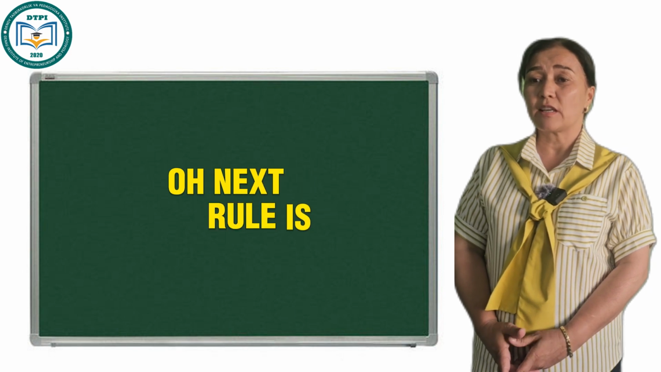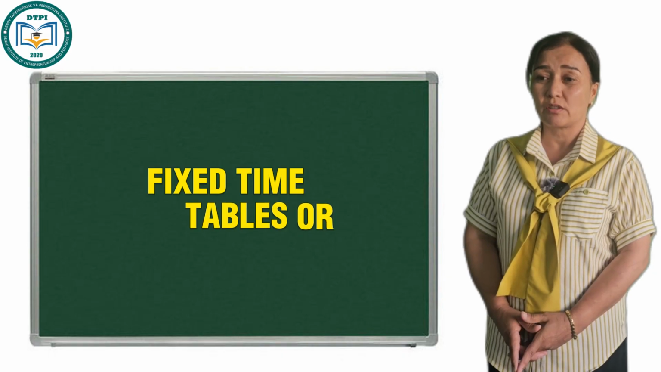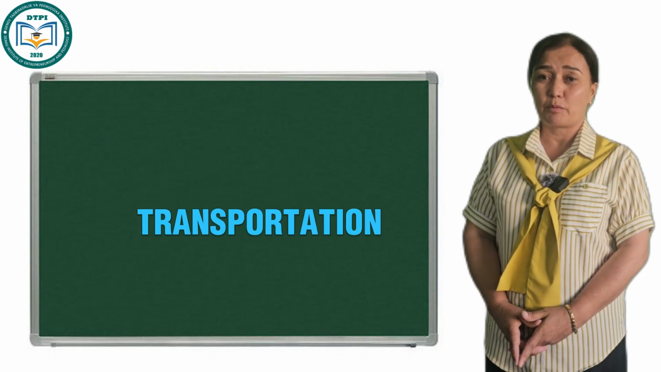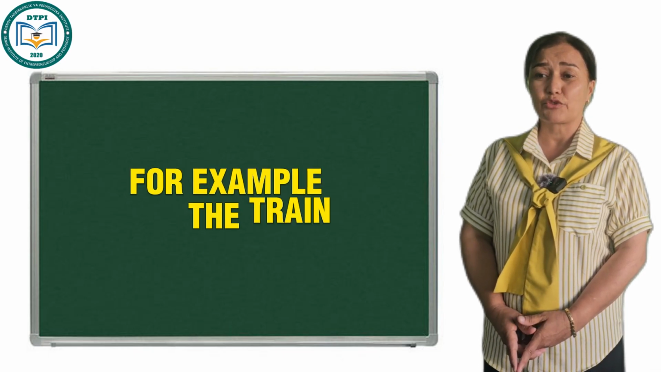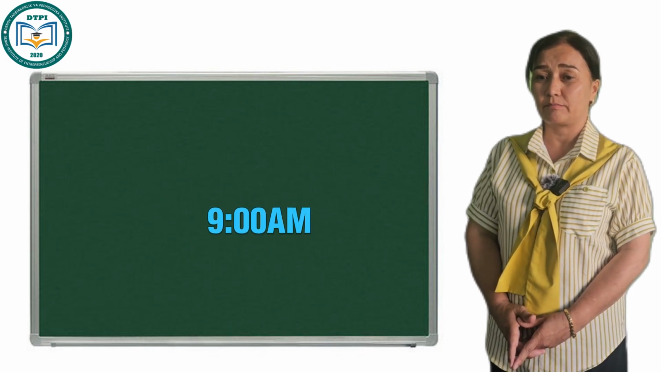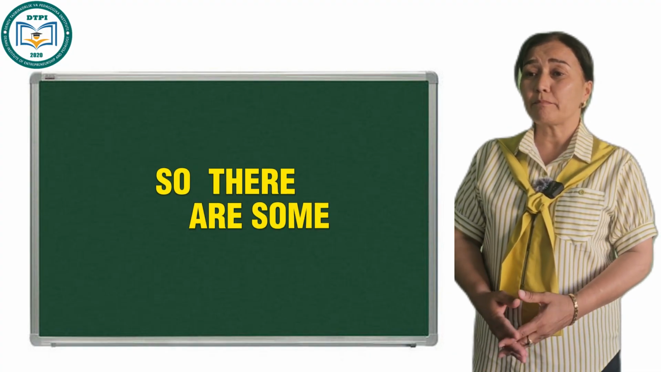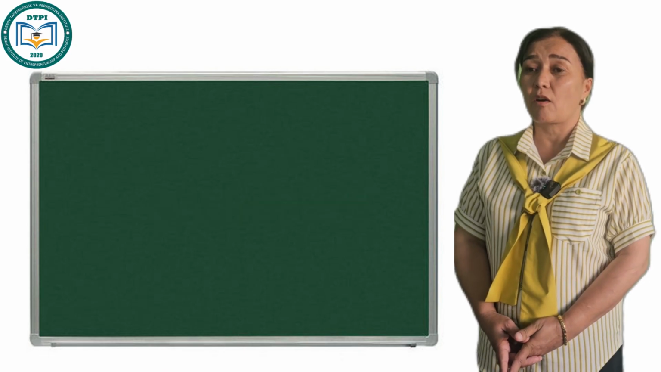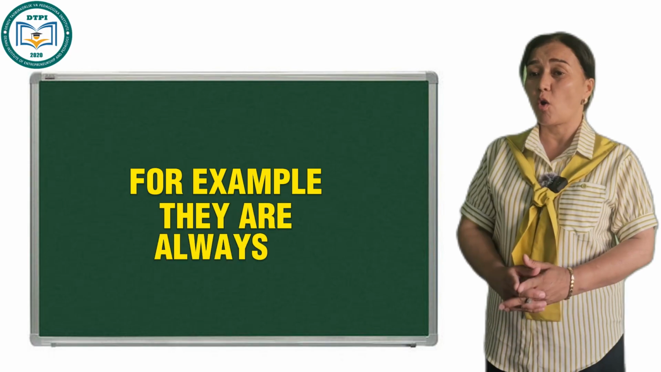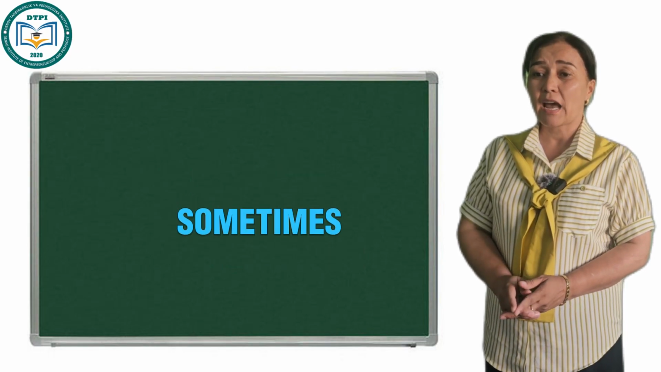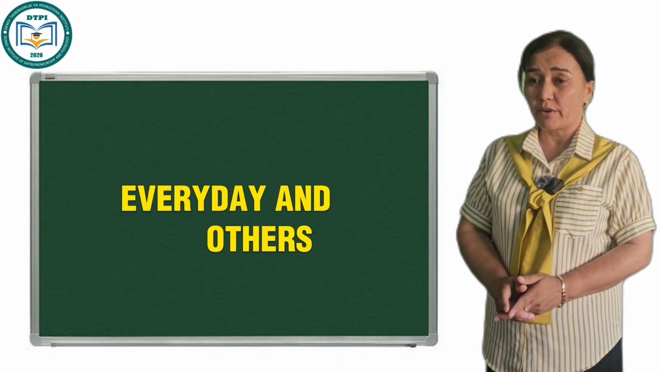The next rule is that we use it to talk about fixed timetables or schedules, like transportation, classes, or events. For example, the train leaves at 9 a.m. So, there are some keywords or adverbs that always go with present simple tense. For example, always, often, sometimes, usually, never, every day, and others.